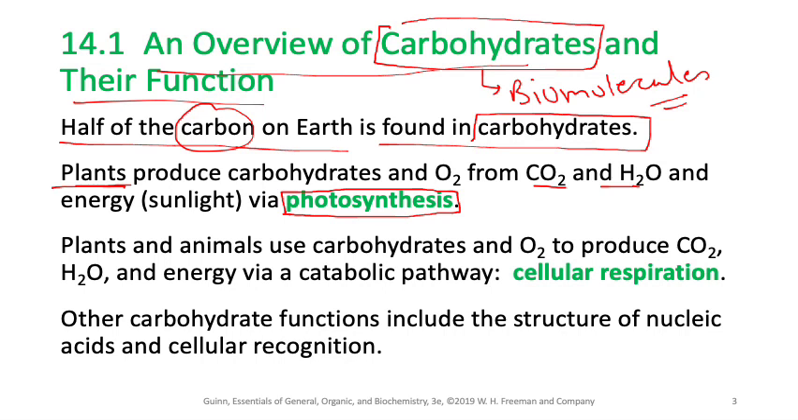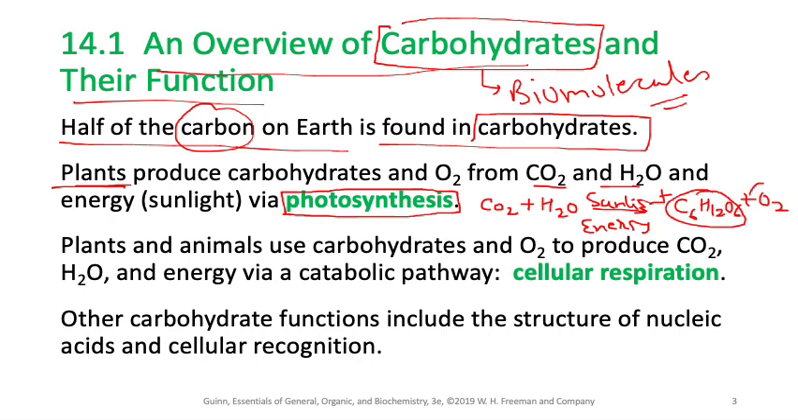So the reaction will normally go like this. Carbon dioxide reacts with water in the presence of sunlight, right? What is this sunlight? This is an energy source, and when the plant gets all these reactants, it produces a carbohydrate, C6H12O6, and oxygen as a byproduct. So this is your carbohydrate, and this is a byproduct of this reaction, which we normally use for breathing, oxygen, right?